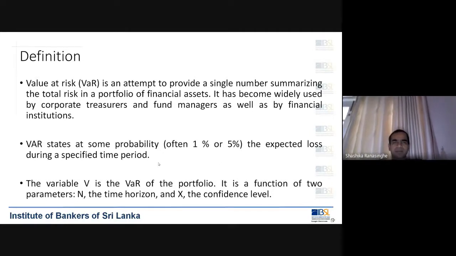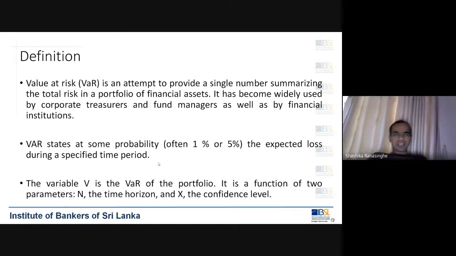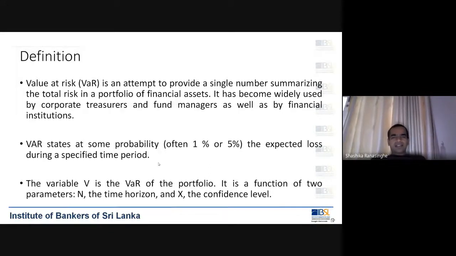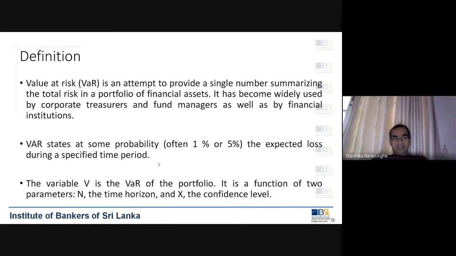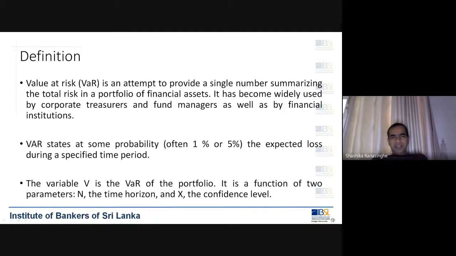Value at risk is an attempt to provide a single number summarizing the total risk in a portfolio of financial assets, right? A single number summarizing the total market risk in a portfolio of financial assets. So just make a note, it's market risk. It has become widely used by corporate treasurers and fund managers as well as by financial institutions. Value at risk states at some probability, often 1% or 5%, the expected loss during a specified time period.